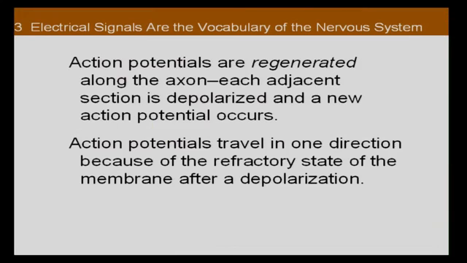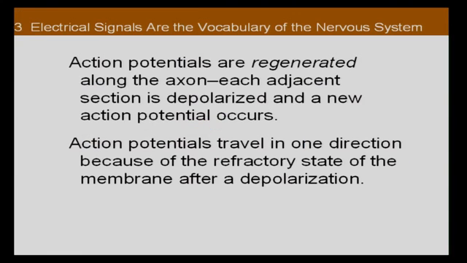So now we are, again, at the axon hillock, and we're trying to get the action potentials down here. Okay. Important concept to understand is that action potentials are regenerated along the axon, such that each adjacent section is depolarized and a new action potential occurs. So as if there's little clusters of those voltage-gated sodium channels. One cluster opens, you get an action potential, and then it opens the next cluster of sodium channels, you get an action potential generated in the next little chunk of axon right next door.